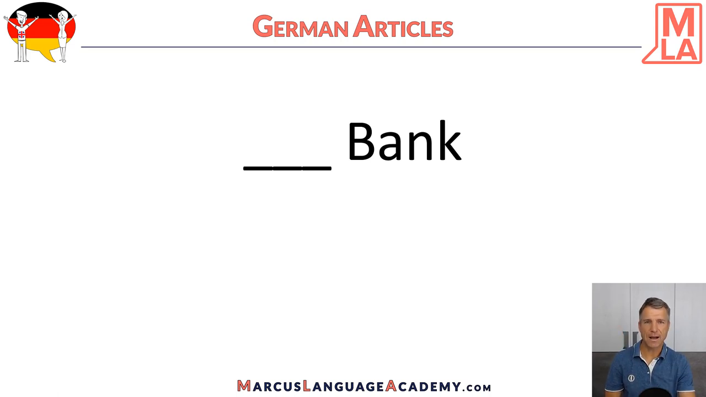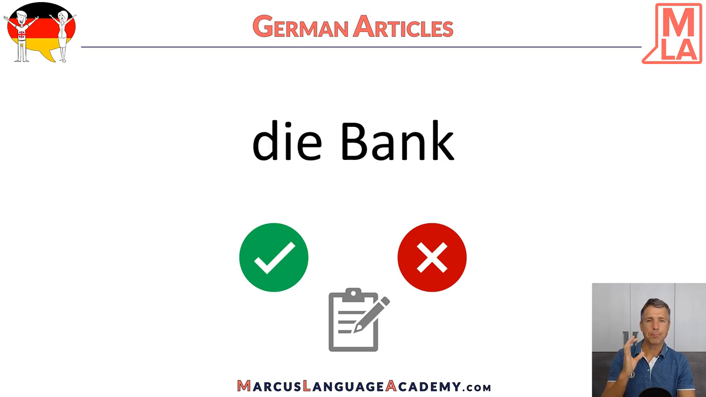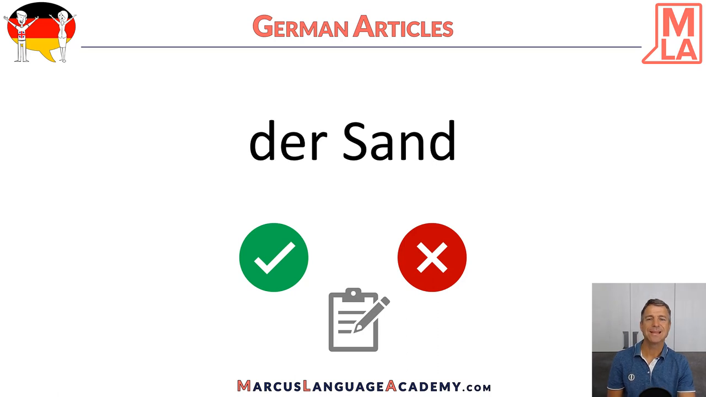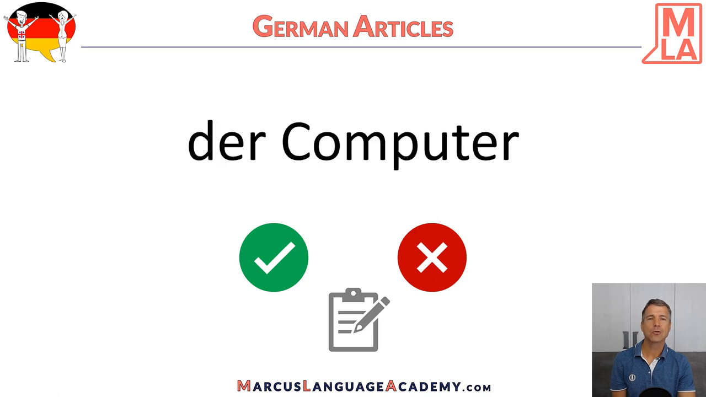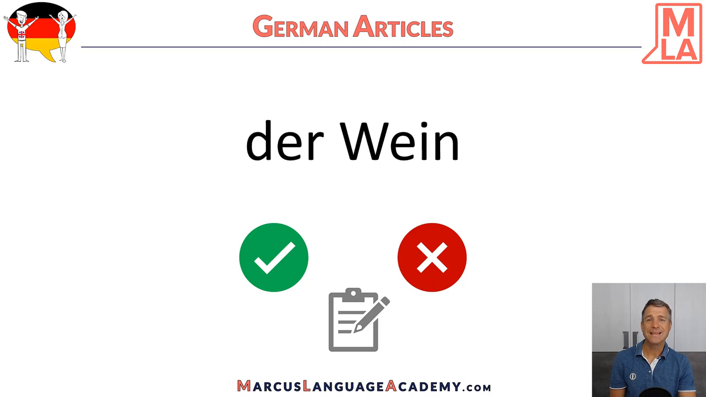So what is the article of Bank? So now we will see. Make sure that you write it down. Die Bank. So take a note if it was correct or not correct. What is the article of Sand? Der Sand. Take a note. Computer. Der Computer. Bus. Der Bus. Wein. Der Wein.